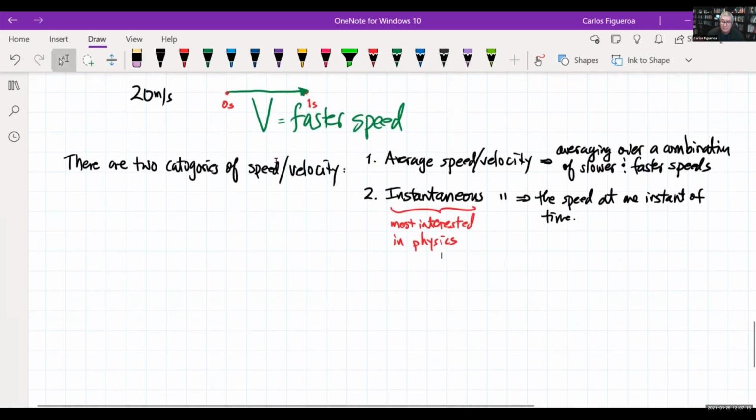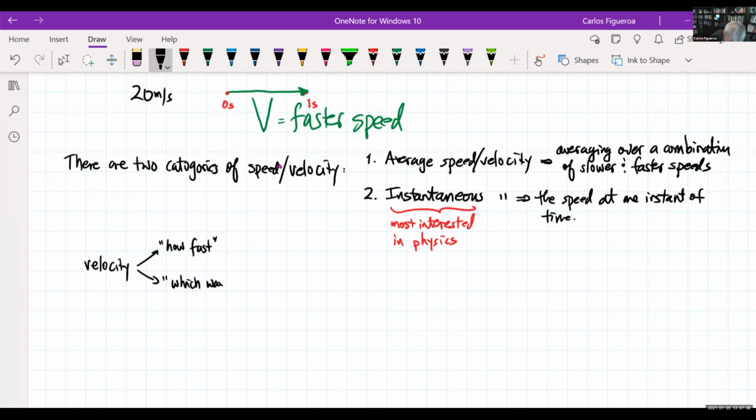So let's write down velocity now. My definition of velocity, because it's a vector, is that it tells us about how fast something is moving, and then we've got to talk about which way. Right? So we've got to talk about two things. The how fast tells us about what? The magnitude. And which way tells us about the direction.